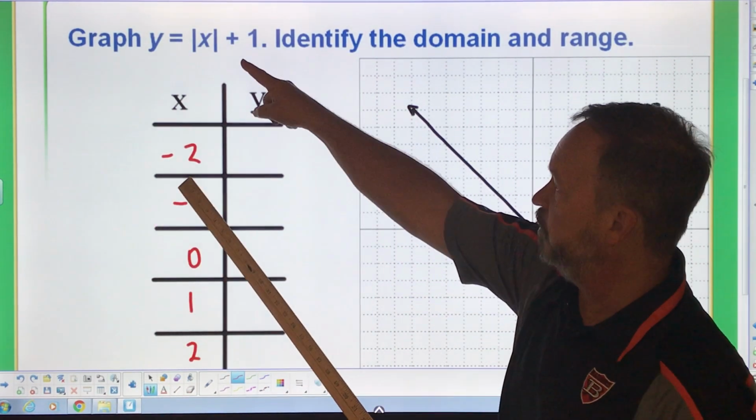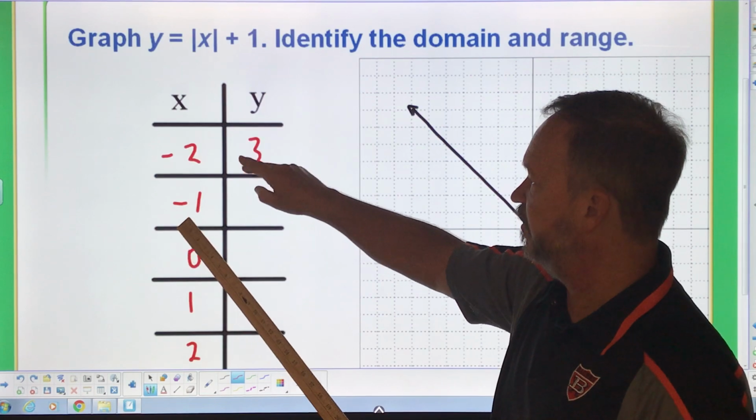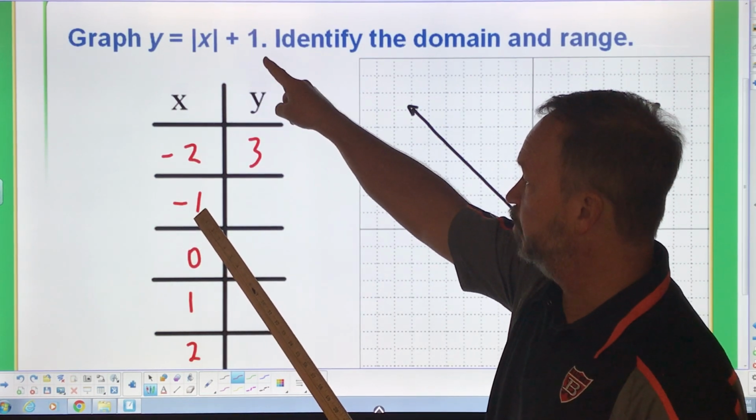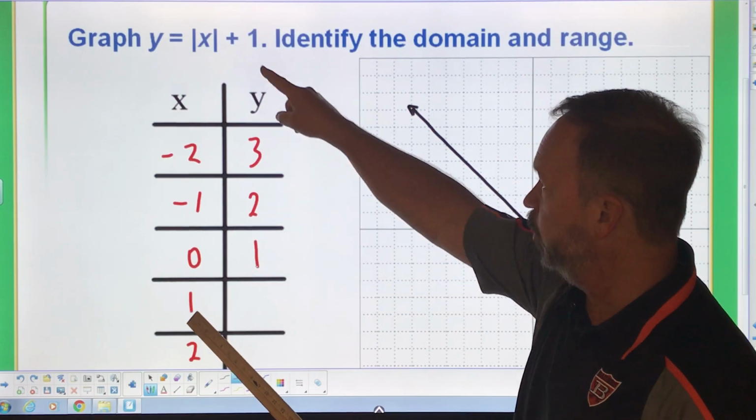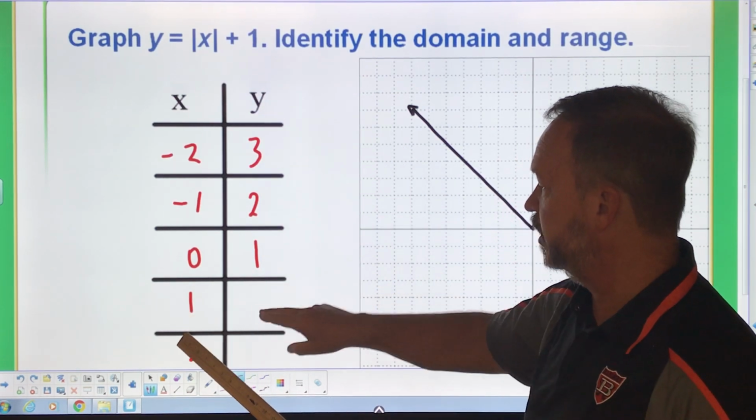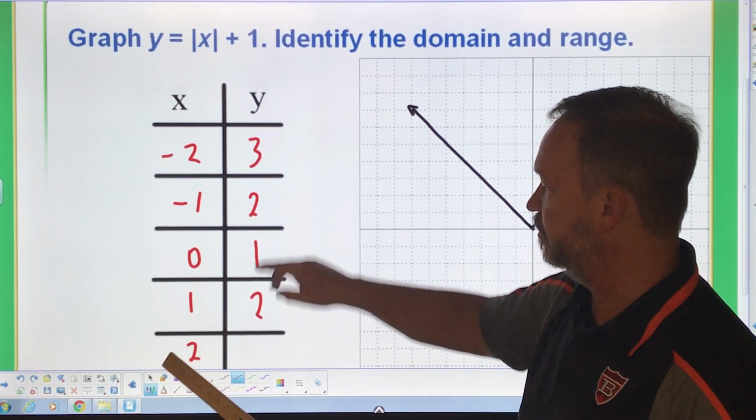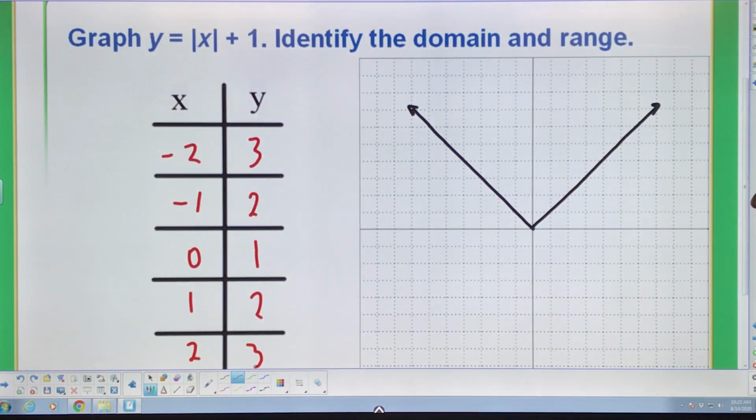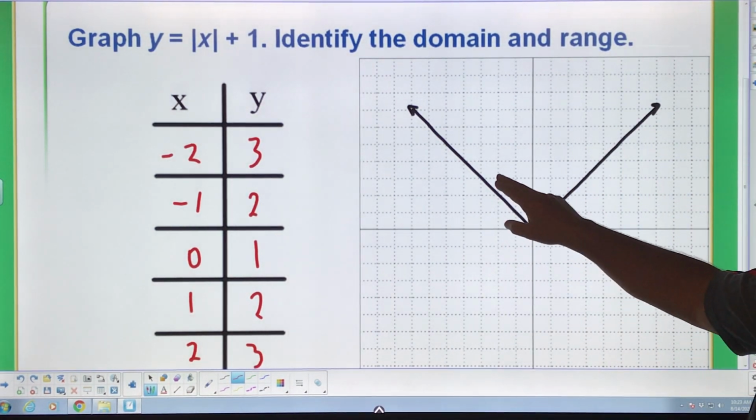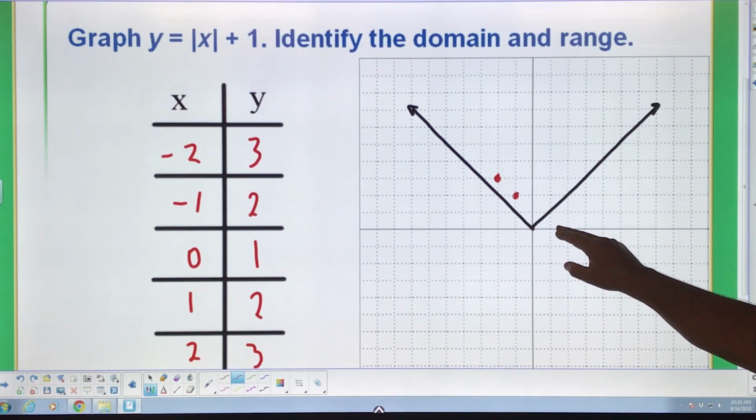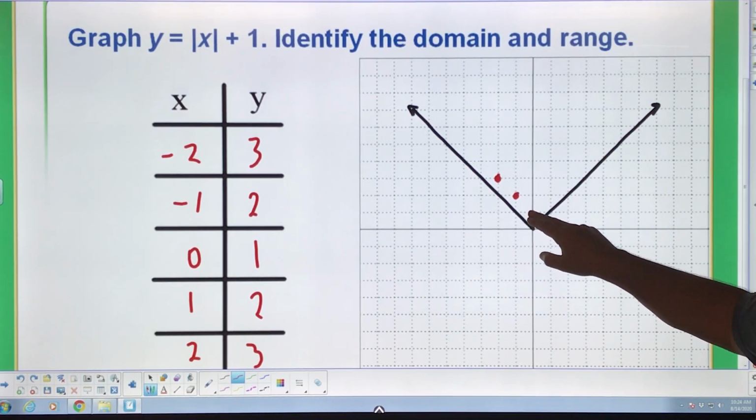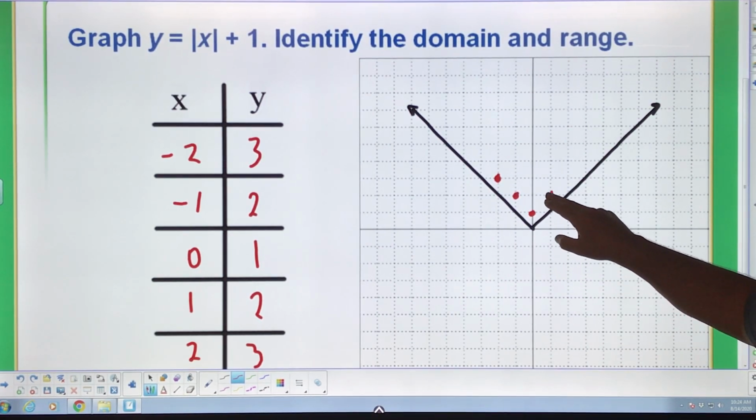So if I put -2 in here, I get 2 plus 1 is 3. If I put -1 in here, I get 1 plus 1 is 2. Put 0 in here, I get 0 plus 1 is 1. Put 1 in here, I get 1 plus 1 is 2. Put 2 in here, I get 3. And so when I graph that, I got (-2, 3), (-1, 2), (0, 1), (1, 2), (2, 3).